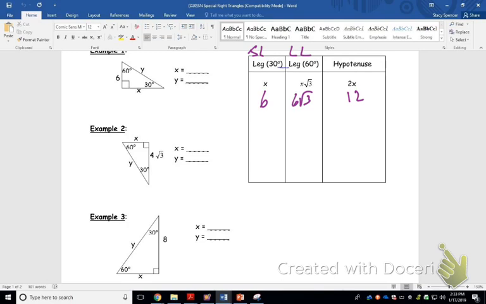Okay, let's look at example 2. 4 times the square root of 3. Short leg, long leg, hypotenuse. Long leg. Okay, if that's the long leg, what's the short leg? 4. And hypotenuse.